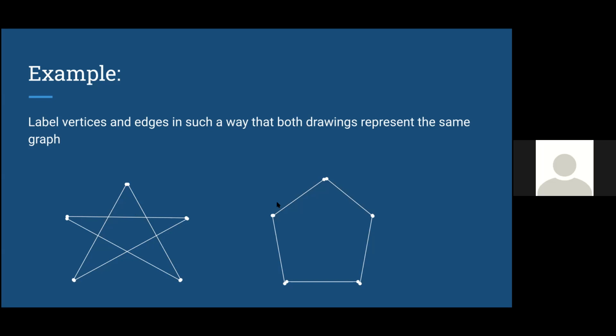What do you mean? So the next slide, maybe it will be more clear. So let's maybe go to the solution.